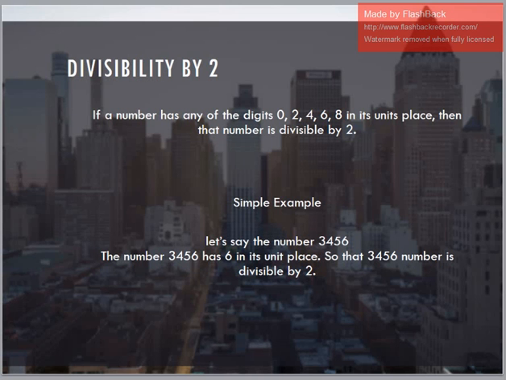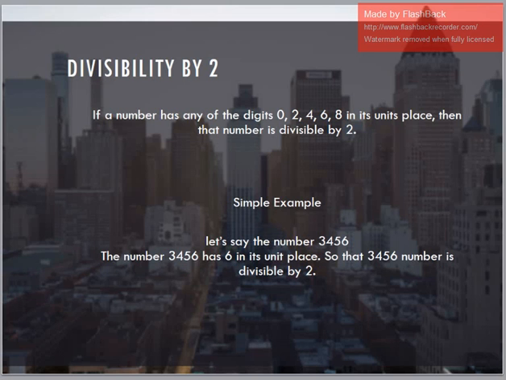Divisibility by 2. If a number has any of the digits 0, 2, 4, 6, or 8 in its units place, then that number is divisible by 2. Simple example. Let's say the number 3456. The number 3456 has 6 in its unit place. So that number 3456 is divisible by 2.